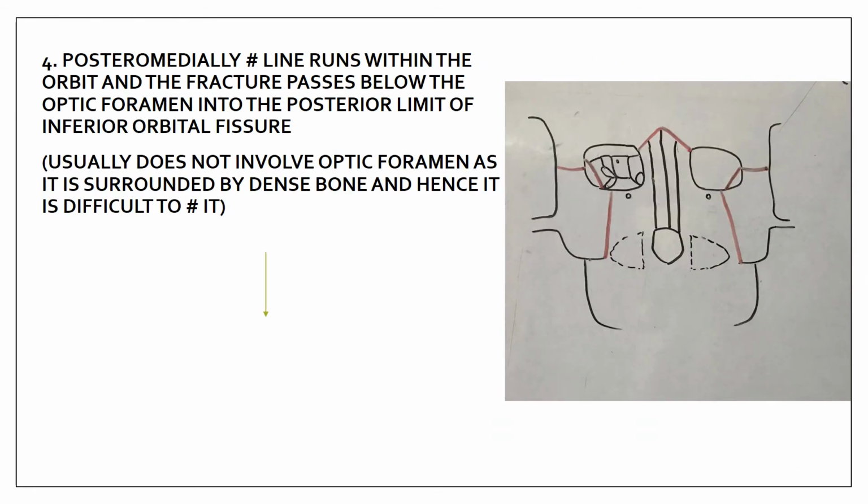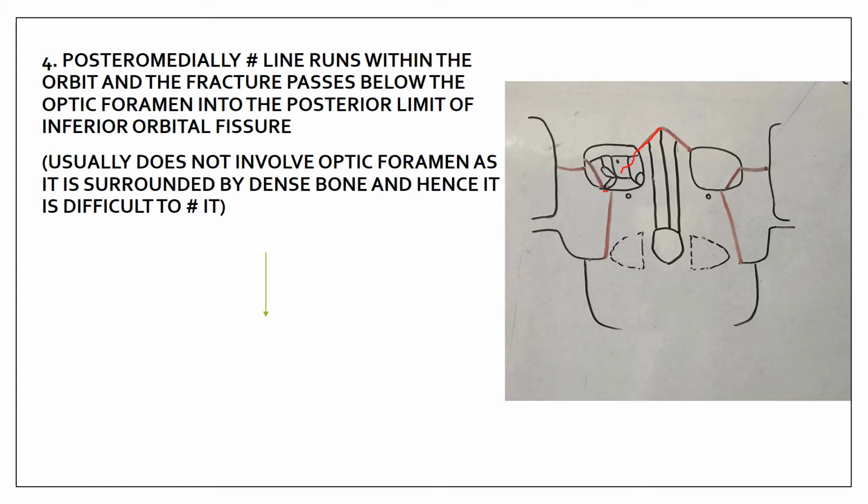Next is the posterior-medially aspect of the fracture line. Posterior-medially, the fracture line runs within the orbit. As you have seen, it has come till the ethmoidal bone. Over here, it is running along the orbit, and this fracture line passes below the optic foramen into the posterior limit of the inferior orbital fissure. So this is your inferior orbital fissure.